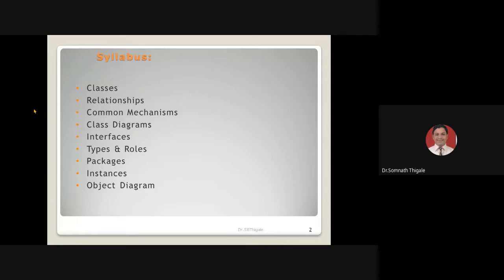Then we have discussed the common mechanisms to draw the class diagram, means how to complete the scenarios. Then we discussed in the last lecture the concept of interface. Interface is nothing but what? Simply remember the concept of a socket.